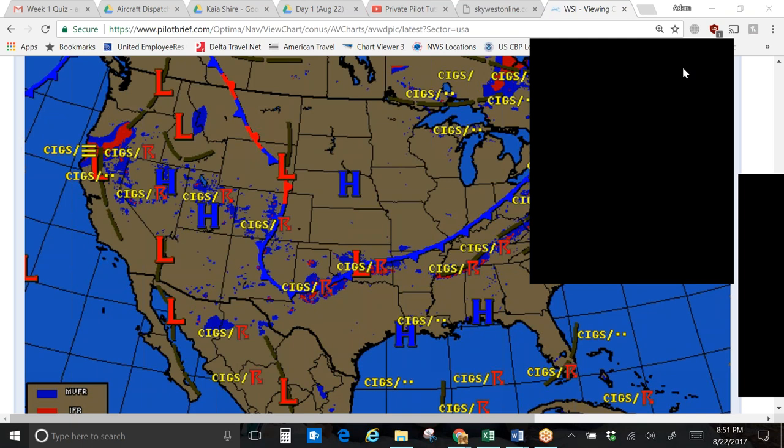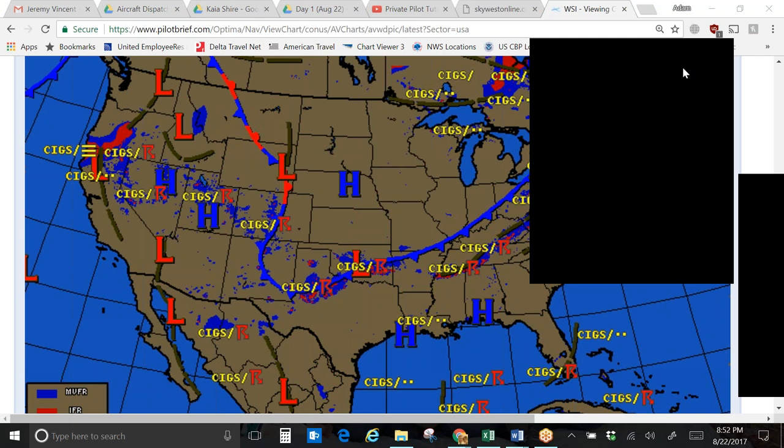So when you see the thing that says few, 3,000 feet, or scattered, 3,000 feet, those are not considered ceilings. But if it says broken or overcast, that is considered a ceiling. Broken means basically 75% coverage of the sky with clouds, and overcast obviously means 100% coverage. Few is like 25%, and scattered is more like 50%. Scattered and few are not considered ceilings. Broken and overcast are considered ceilings.